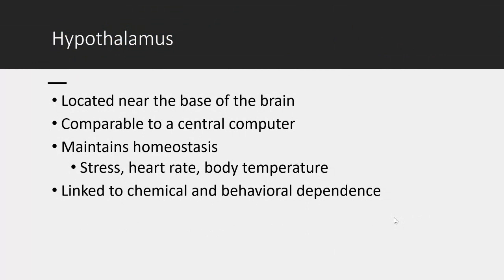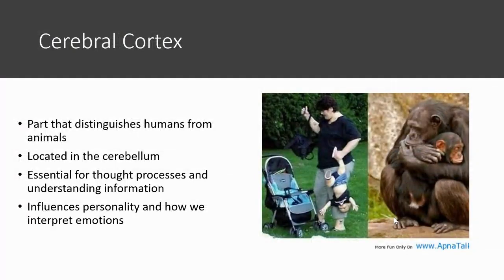Next area of the brain is the hypothalamus. This is located near the base of the brain. It's also been compared to the central computer. It helps your body maintain homeostasis, so stress, maintaining your heart rate, body temperature, and things like that. It's also linked to chemical and behavioral dependence.